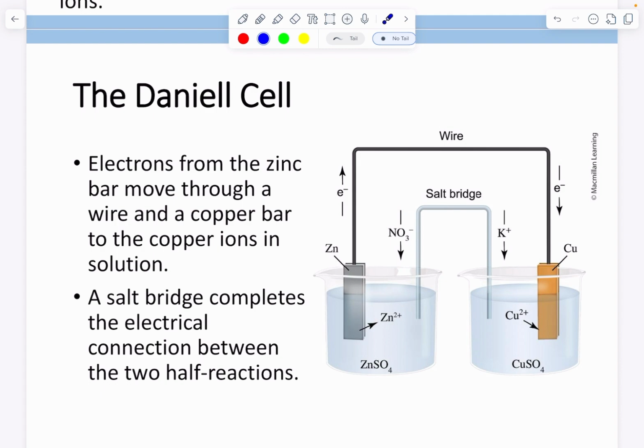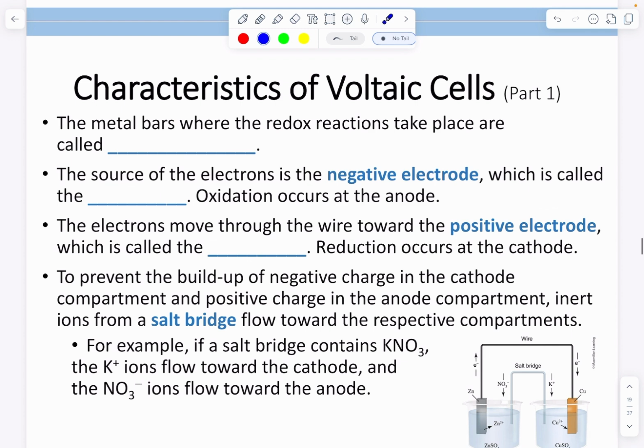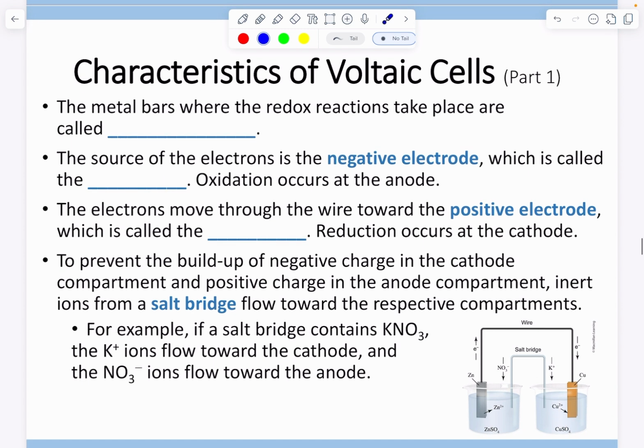So let's talk a little bit more about this. This is a type of voltaic cell, so let's talk a little bit more about it here. Lots of language which you may have heard in lab already, but if not, we'll talk about it here. So the metal bars where redox reactions take place, and I put this picture again over here. These are these metal bars, the zinc and the copper, where zinc is becoming zinc 2+ in solution, copper 2+ in solution is being plated again onto that bar. These are called electrodes.